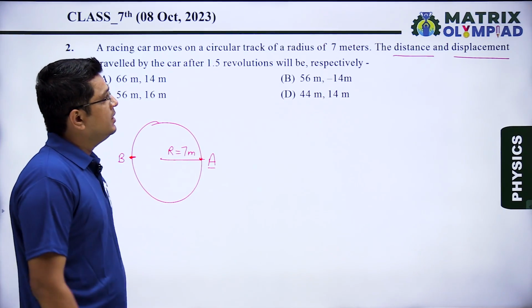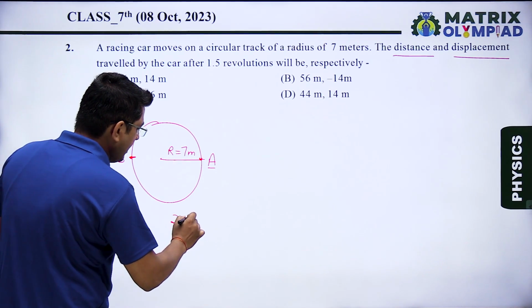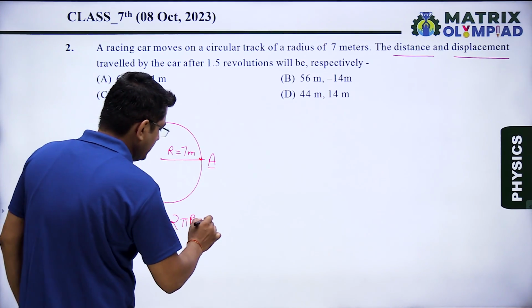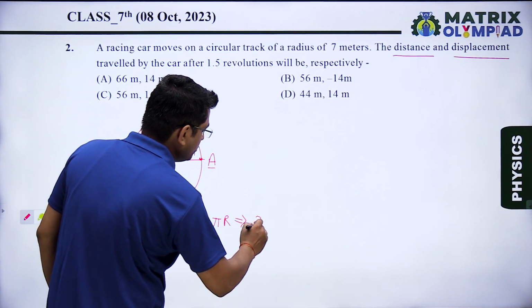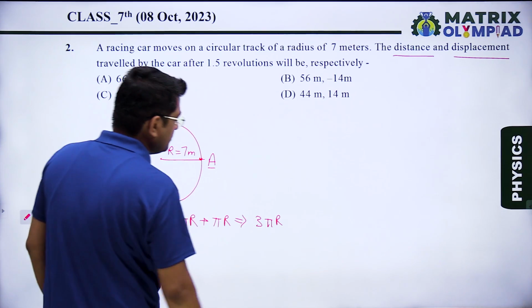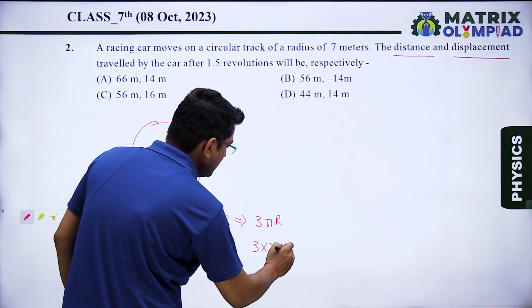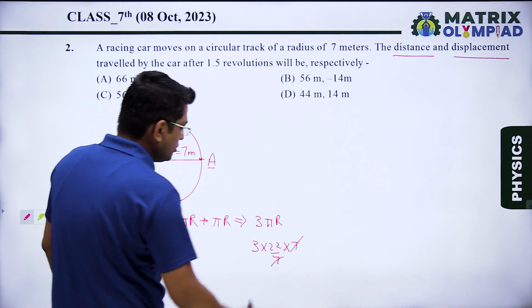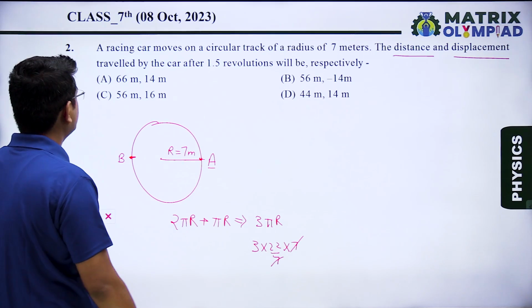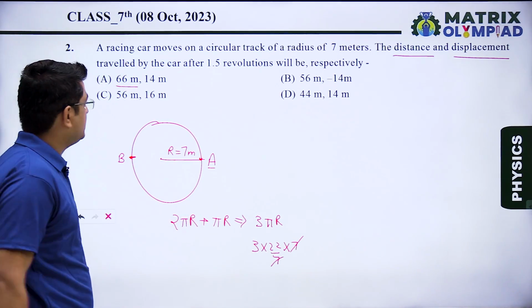In this process, the distance traveled in one round is given by 2 pi r, and in half round it is given by pi r. So total distance will be equal to 3 pi r, which can be calculated as 3 multiplied by 22 upon 7 multiplied by radius 7. 7 and 7 are cancelled. So the distance traveled will be 66 meters. As we can see, in option A it is given 66 meters.